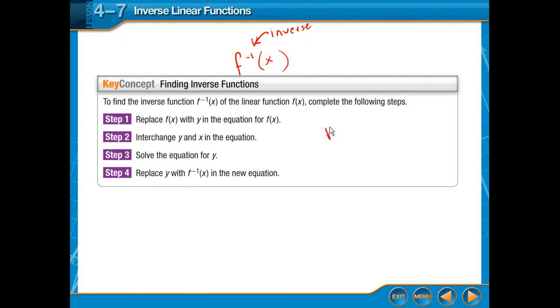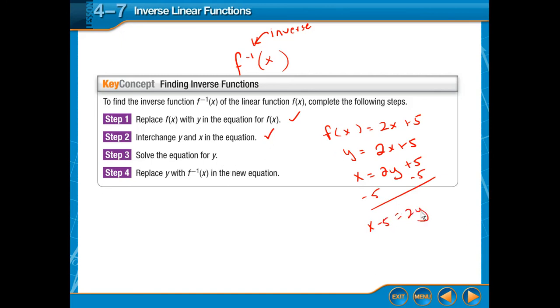So if I have, for example, f of x equals 2x plus 5, I'm just going to say this is the same thing as y equals 2x plus 5. Okay, so that's step 1. Step 2 is you interchange x and y. So that means you switch them. So this is going to be x equals 2y plus 5. All I did is I switched x and y. Okay, so that's step 2. Step 3 is to get y by itself. So if I want to get y by itself, I would do minus 5, and I would get x minus 5 equals 2y.